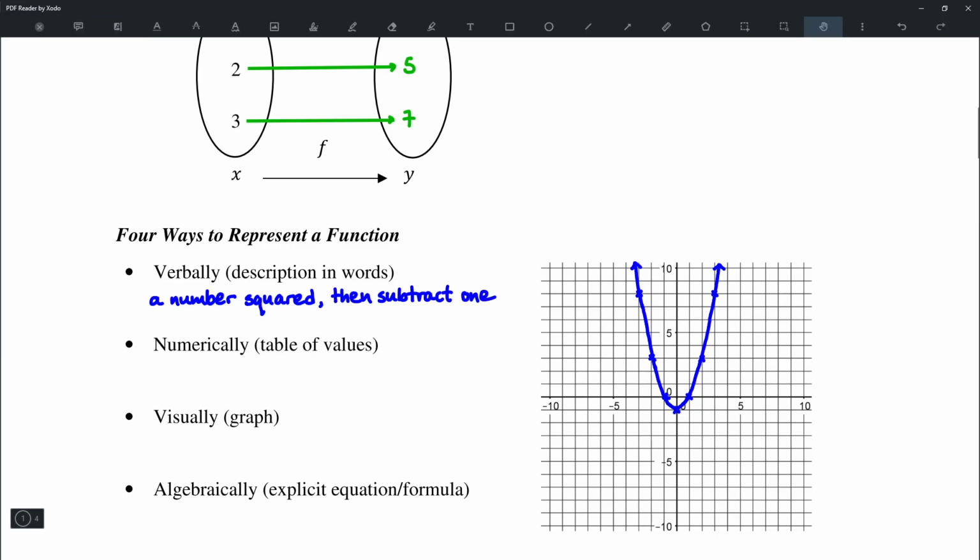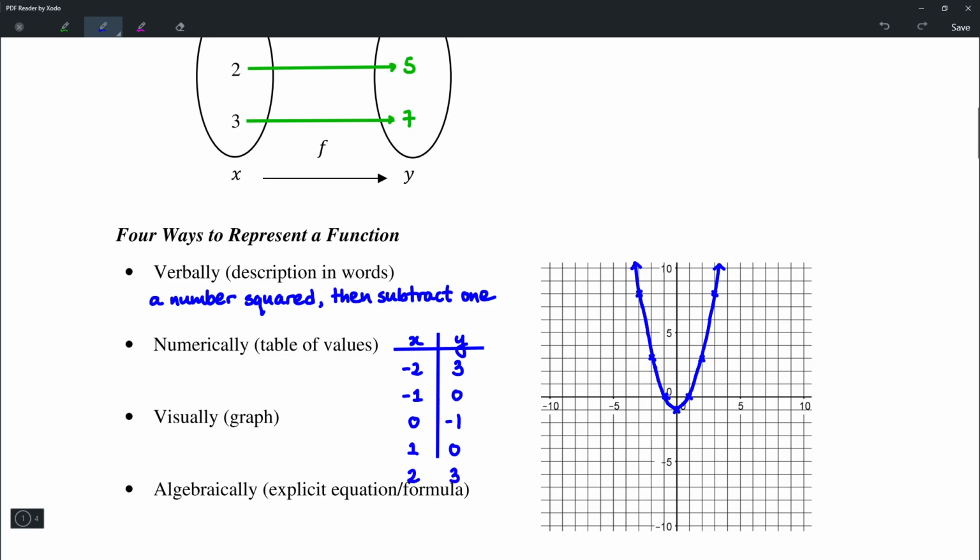We can also make a table of values for this. X and y values. So let's say if x was negative 2, negative 2 squared is 4, 4 minus 1 is 3. And then we can have negative 1 squared is 1, minus 1 is 0. 0 squared is 0, minus 1 is negative 1, and so forth. So a small table of values.